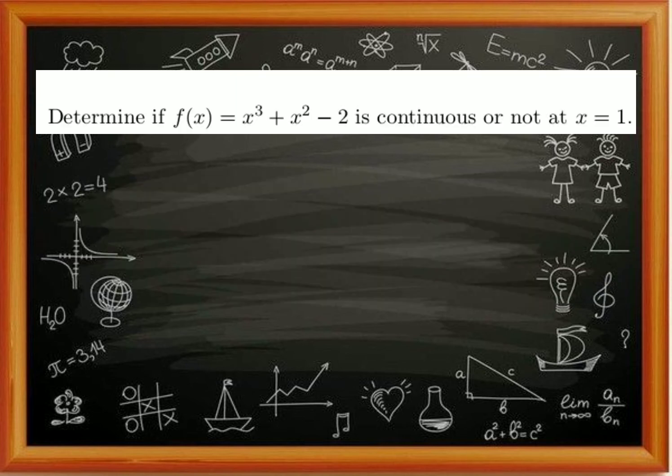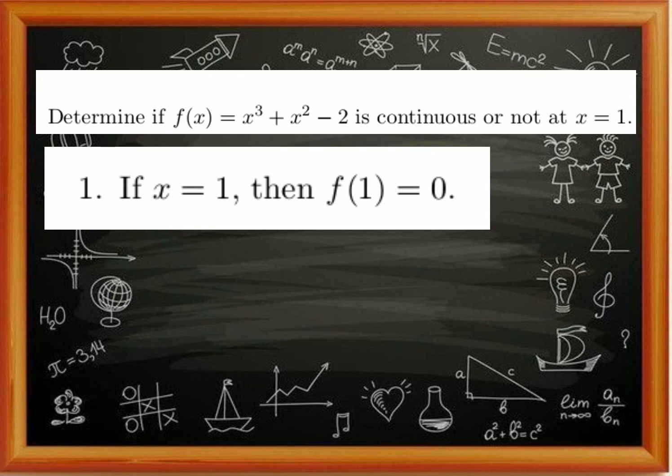The function is f of x equals x cubed plus x squared minus 2. Let's find out if it's continuous or not. Let's find if f of c exists. If x is equal to 1, just substitute the number, then f of 1 is equal to 0. So that means f of c exists.